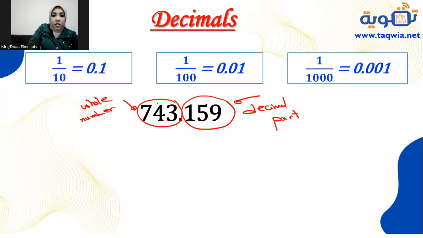Okay, first we're going to start with the whole number. So here it's 743. And here we have the decimal point, so we're going to read it as "and". So 743 and 159. So we're going to stop? No, you have to mention here the last place of the digit in the decimal part. So here we're going to read it as 743 and 159 thousandths.